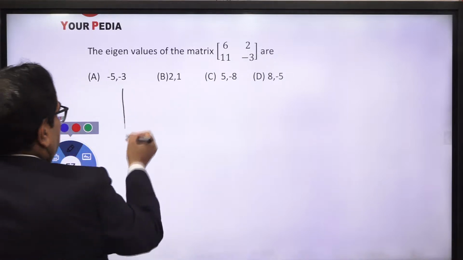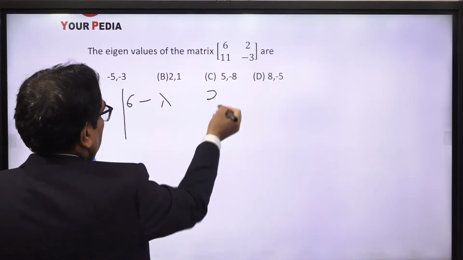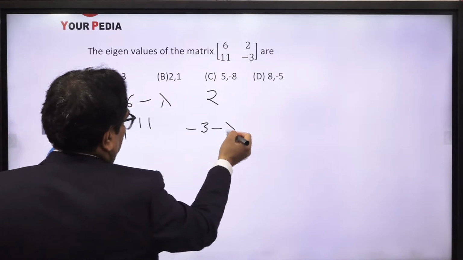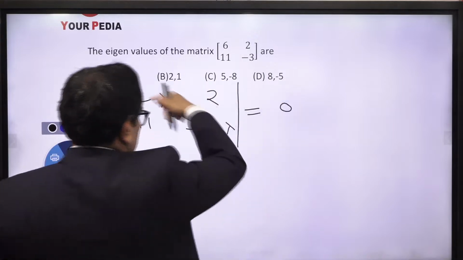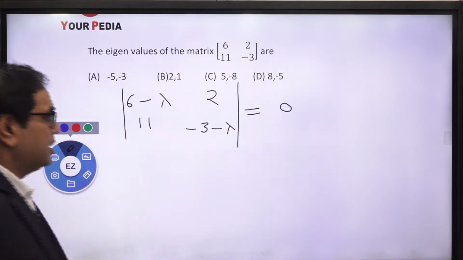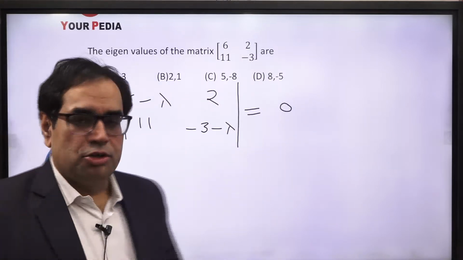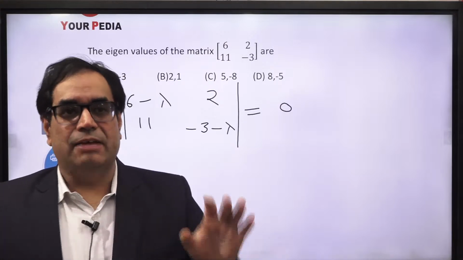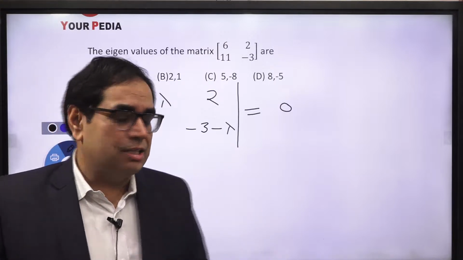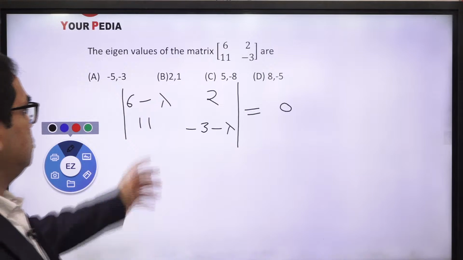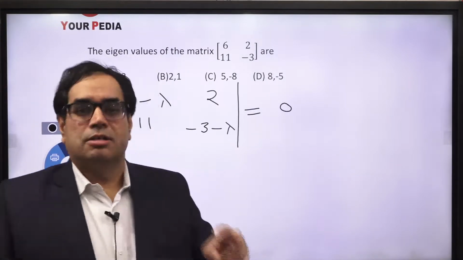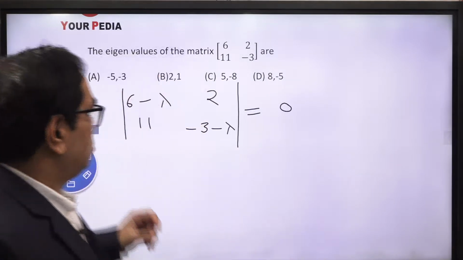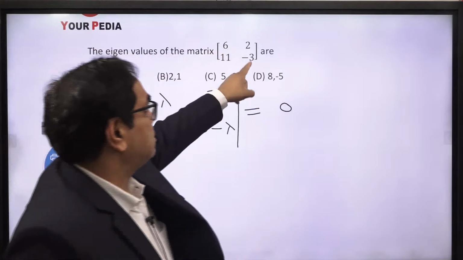So you can solve the equation (6 minus lambda)(minus 3 minus lambda) minus 11 times 2 equal to 0. Okay. So this product minus this product equal to 0. A quadratic equation will be there. Solve that. You will get the values of lambda. Those will be the eigenvalues. Or you can use another property, that is trace. You know, trace of a matrix is equal to the sum of the eigenvalues. Okay. So here trace is 6 minus 3, 3.